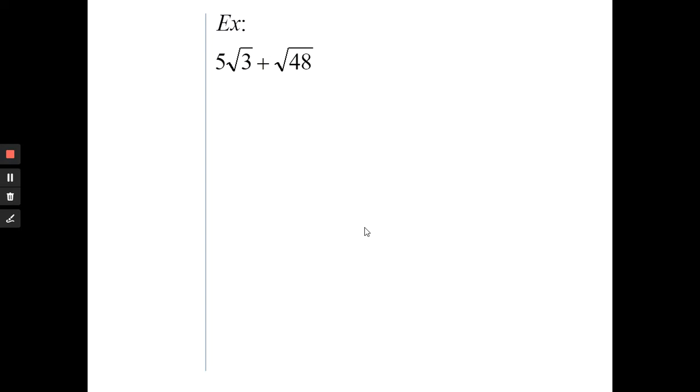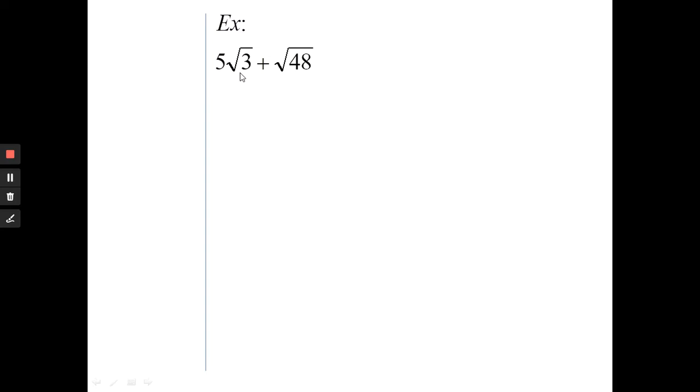So let's try an example. Where we would use this is in an expression with two terms: we have 5 times the square root of 3 plus the square root of 48. Now, in order to add these, like I said before, we can treat them like variables, but only if they have the same variable. In this case, this has radical 3, this does not, so I can't just combine those two. So let's see if we can simplify them.